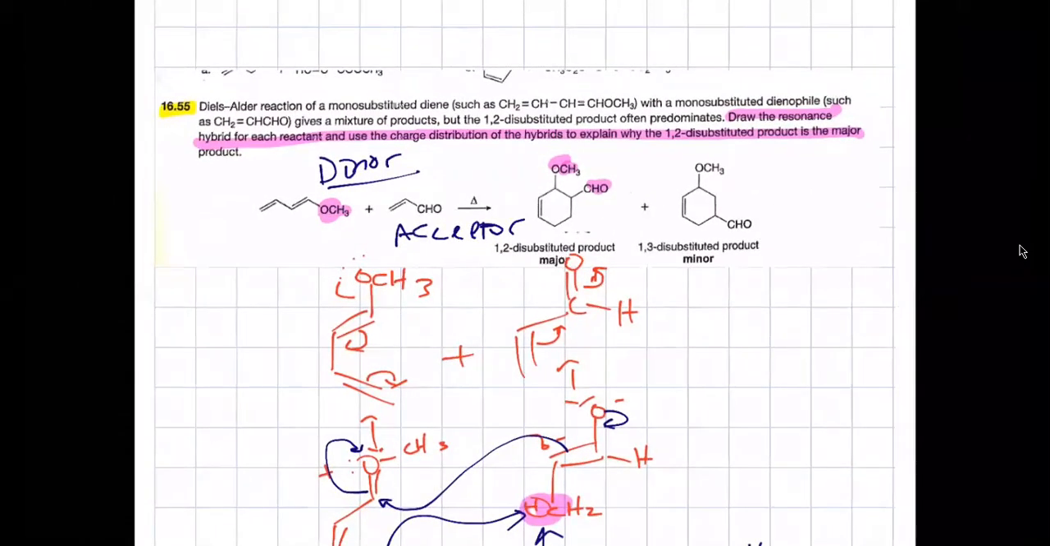Do you think this reaction will be fast? Yeah. You activated both the diene and the dienophile. Remember I said that earlier. The way you activate the diene is to add a donor, and the way you activate the dienophile is to add an acceptor. All right, we're gonna stop here.